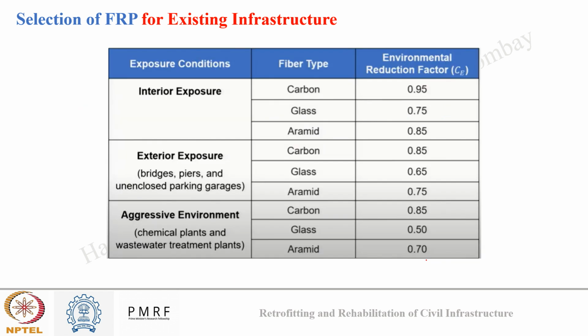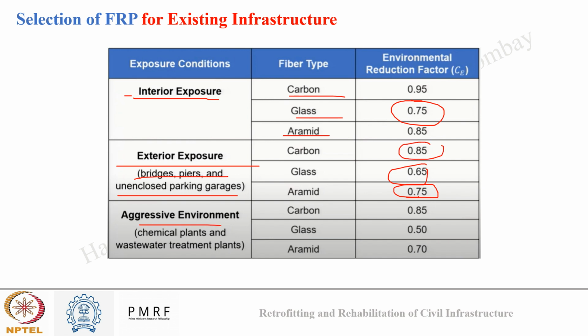Okay, and finally, we have durability factors. Depending upon the exposure condition, different fibers have different reduction factors. When we talk about interior exposures, we see carbon fiber is more superior than aramid fiber and then glass fiber. Glass fiber has the maximum reduction factor. In case of exterior exposure like bridge piers and in unenclosed parking garages, you can see aramid fiber has better performance than glass fiber. Okay, and carbon fiber has the most superior performance.